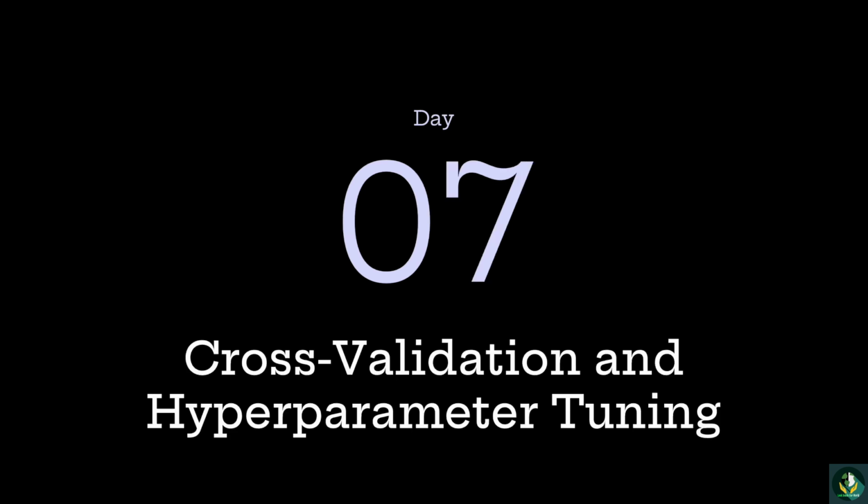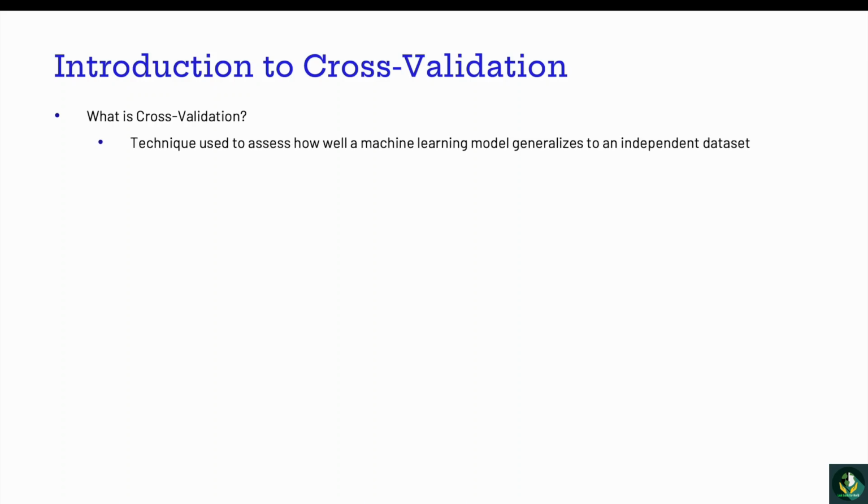Day 7, cross validation and hyperparameter tuning. So let's first dive into the introduction to cross validation. So what is cross validation? Cross validation is a technique used to assess how well a machine learning model generalizes to an independent dataset. It splits the data into multiple subsets called folds, ensuring that each data point is used for both training and validation.